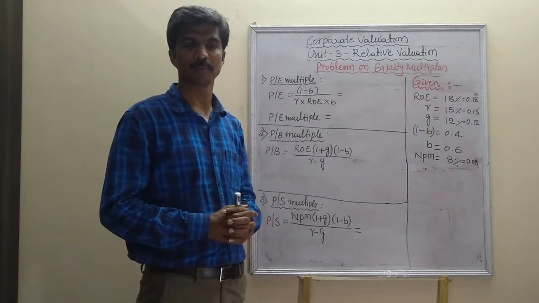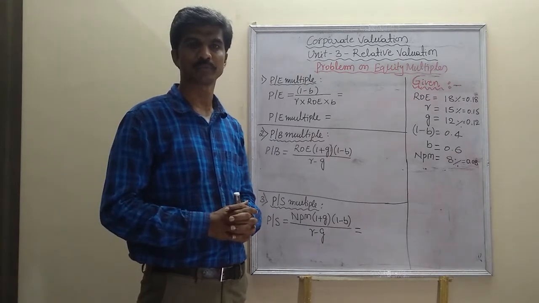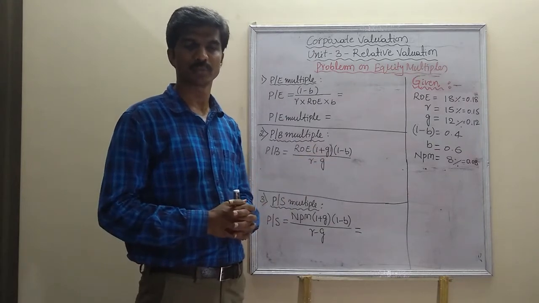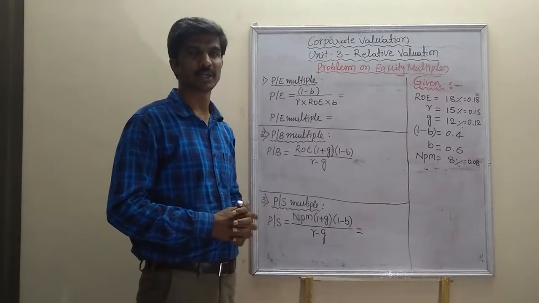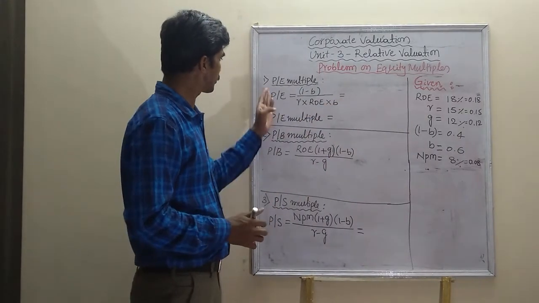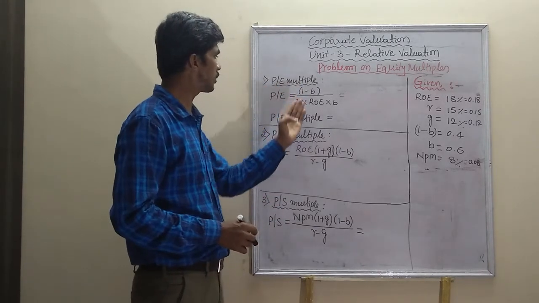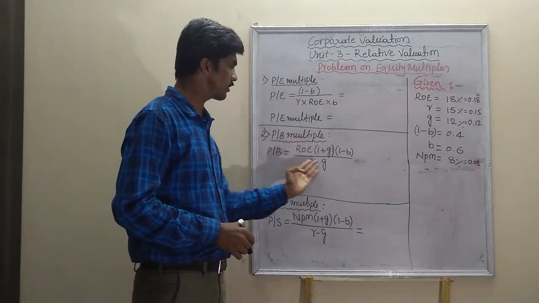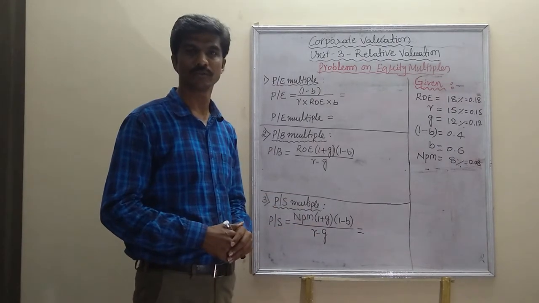As you have gone through the problem which I have projected for you, we have different multiples to be calculated, the equity multiples of relative valuation. In that, there are three multiples that we need to calculate. The first one is the PE multiple, and here I have given the formula. Then the PB multiple, and here I have given the formula, and the PS multiple, and here I have given the formula for it.